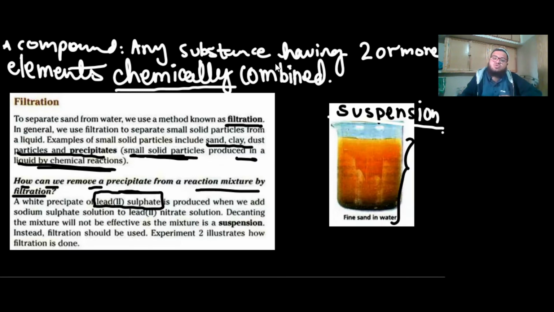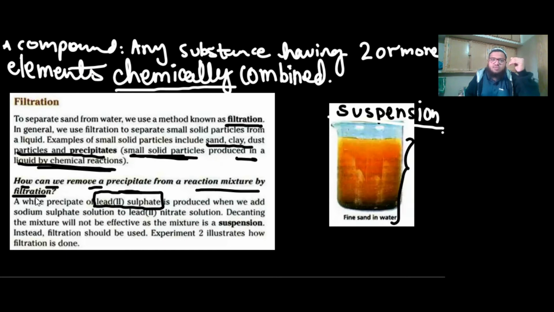A compound includes substances which are chemically combined, and once this compound is formed, its chemical properties are completely different from the elements from which it is formed. For example, hydrogen and oxygen are two gases, two elements, right? When they chemically combine, they form water. Now, the chemical properties of hydrogen and of oxygen are completely different from the chemical properties of water, H2O. So that's how a compound differs from its elements, and that's how a compound differs from a mixture.